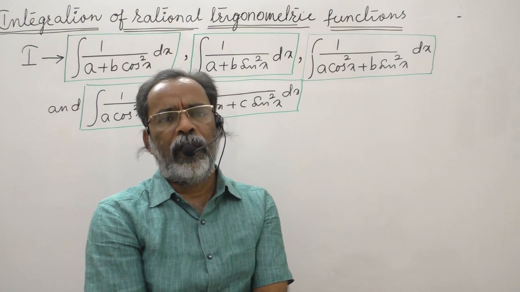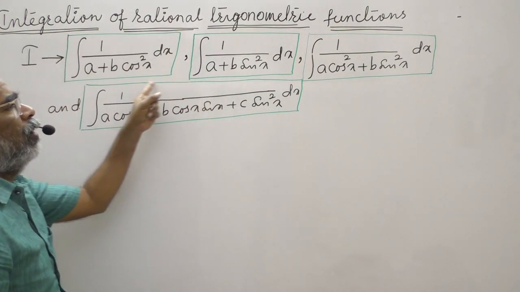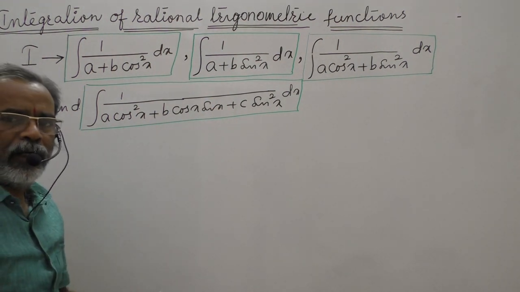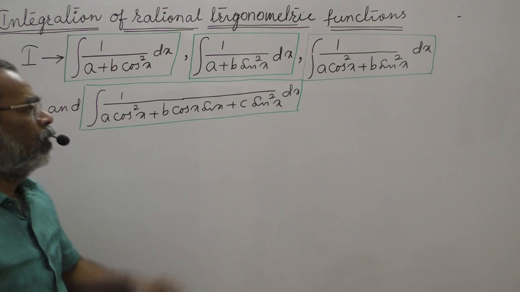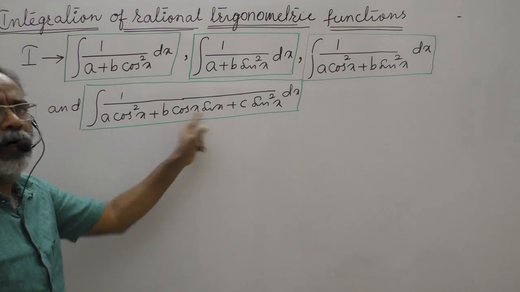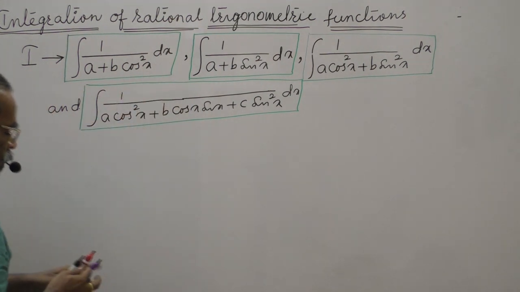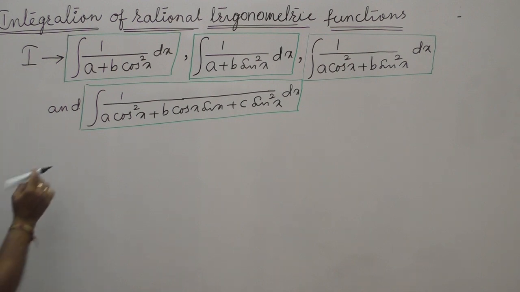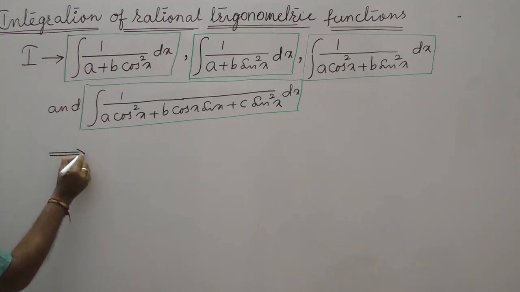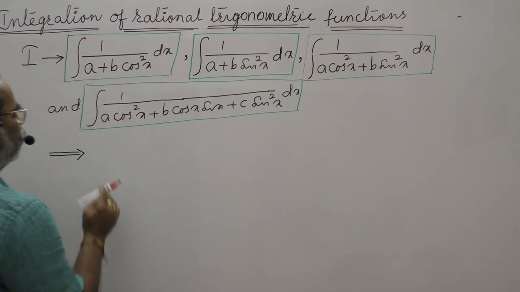So how to integrate these functions? Please observe all the four: they contain cos square, sin square, or both, and also, without powers, a term containing cos x sin x. So for these four there is a procedure. What is the procedure for integrating these? Very simple.